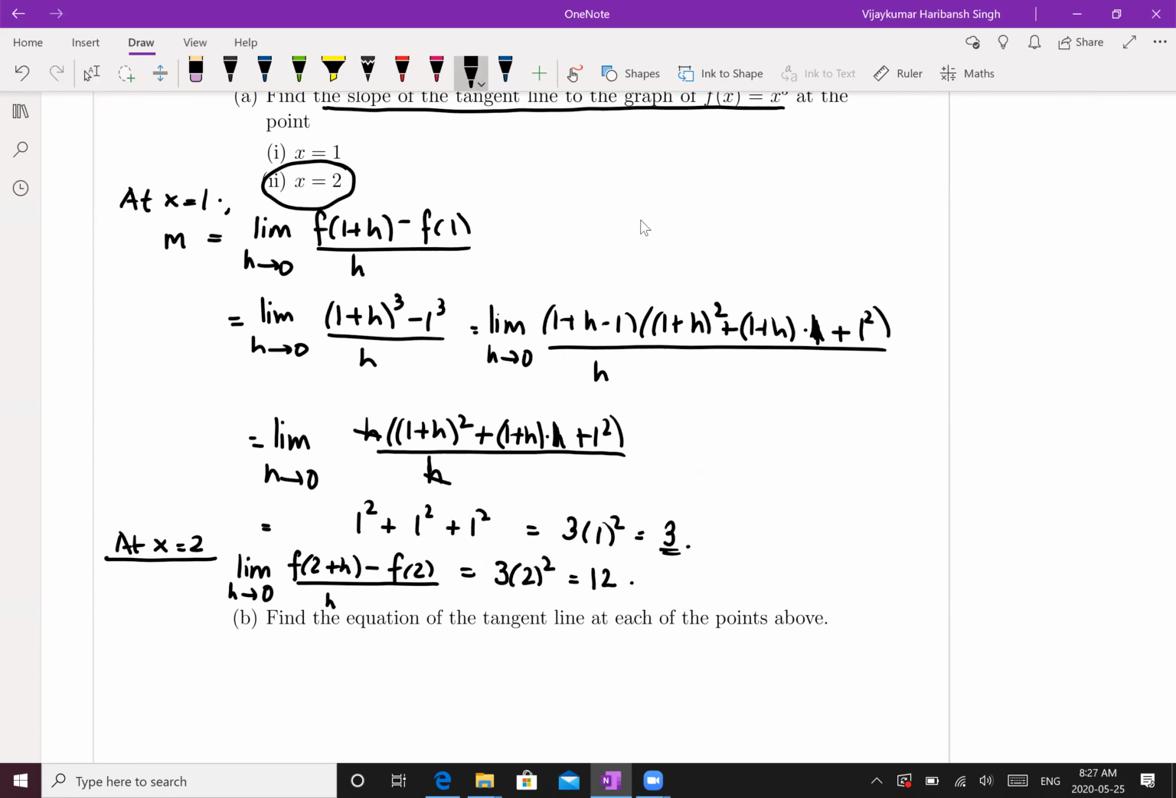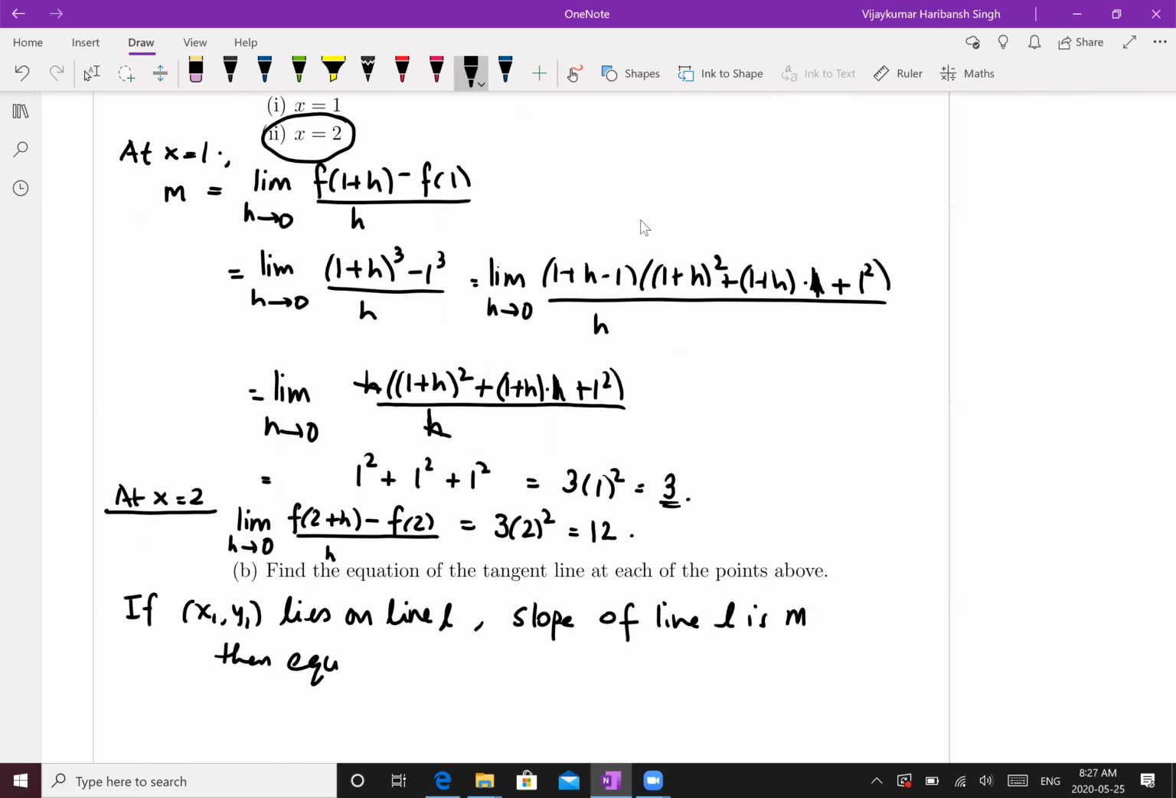So let's see. What is the equation of a line? If (x1, y1) lies on line L, and the slope of line L is m, then the equation of the tangent line is y minus y1 equals m times (x minus x1), right?